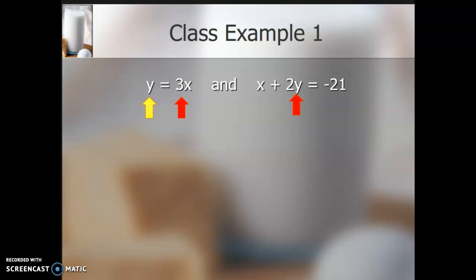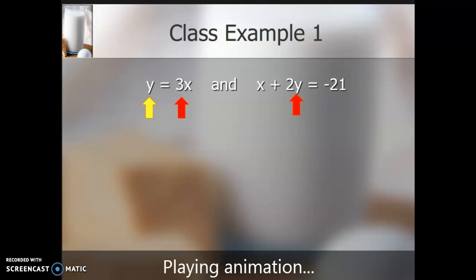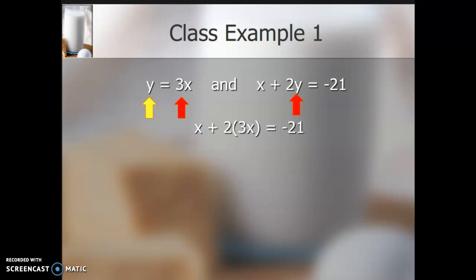We're taking that 3x and we're putting it into the y value. So we rewrite the second equation without the y. So we have x plus 2, and instead of y, we're putting 3x because y equals 3x on the left. Look at that. Before you say I don't understand, okay?